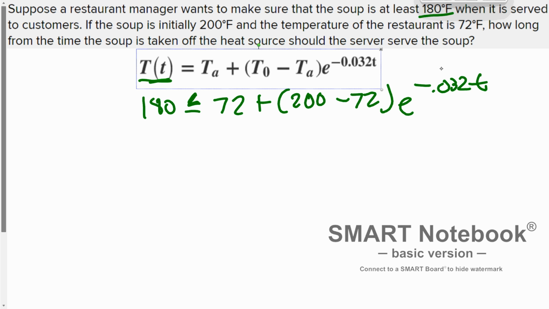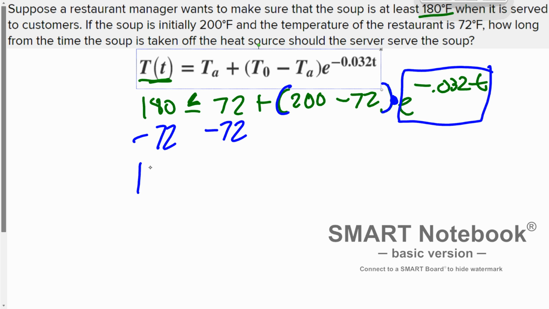So t is in the exponent. Again, we want to isolate that exponent, right? So we need to get rid of all this stuff. But this is being multiplied, so I can't just add 72. This 200, I've got to wait on, but I can get rid of this 72 right off the bat. So that'd be, what, 108.